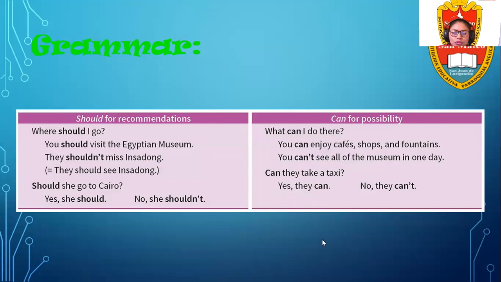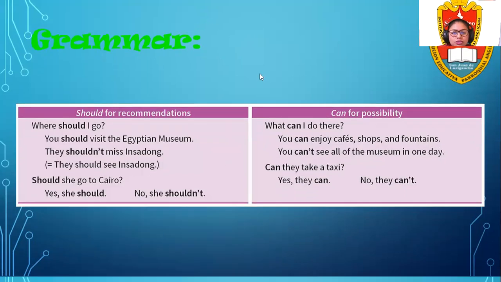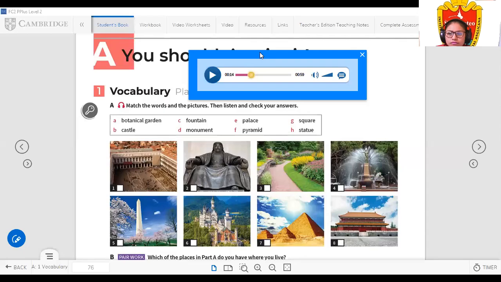In order to continue practicing the use of can as a possibility or ability and the use of should for recommendation or advice, we are going to have more exercises, okay? So let's continue with the exercise in the book. So for the listening, we are going to practice this vocabulary, okay?